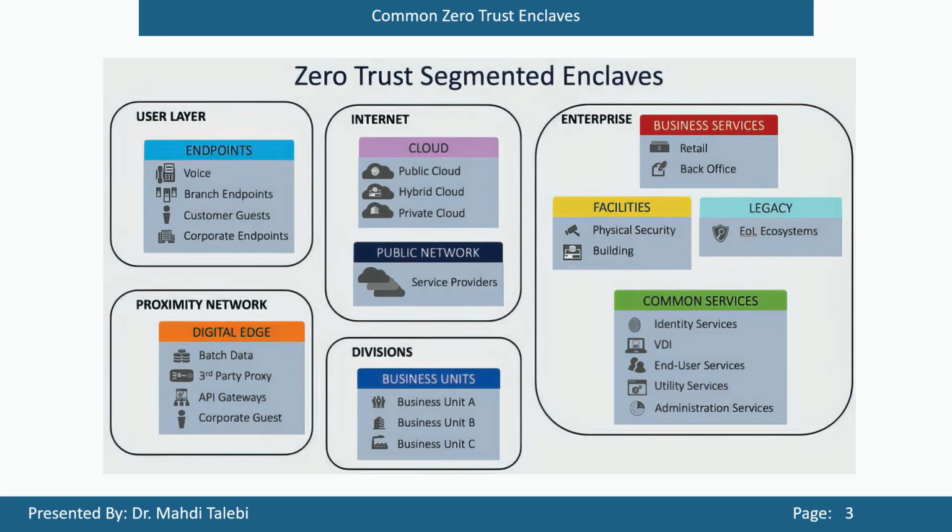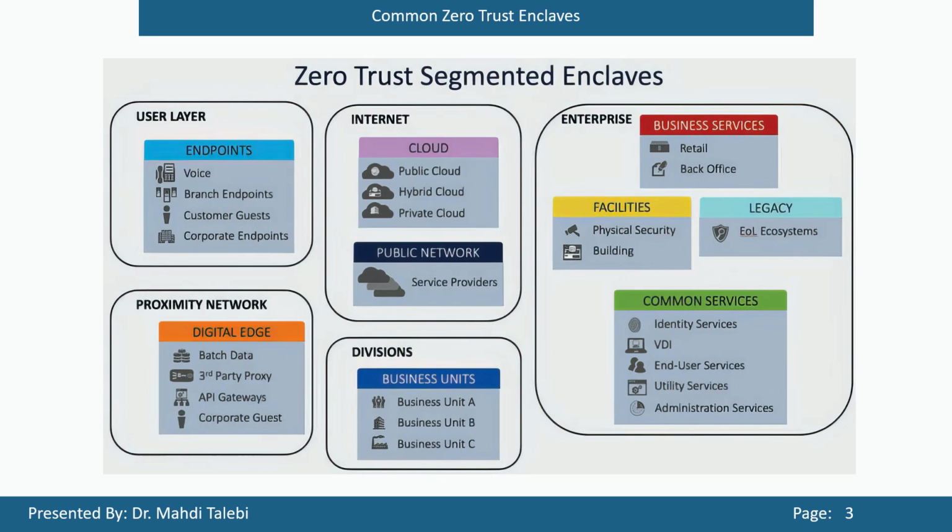3. Enterprise enclaves. Focus on internal business services like retail and back-office operations. This separation aids in more refined governance and security implementations that cater specifically to the business functions and their unique risk profiles.